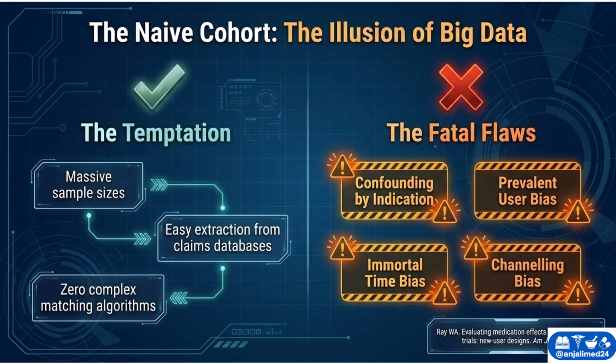The first major problem is confounding by indication. Sicker patients may preferentially receive one drug over another, making outcomes appear different even when the treatment itself is not responsible. Next is prevalent user bias. Including patients already taking the therapy ignores early adverse events and survivor effects, distorting the risk estimates. Then comes immortal time bias, a hidden period during which the patients must survive in order to be classified into a treatment group, artificially improving the outcomes. And finally, channeling bias, where clinicians prescribe newer or perceived safer therapies to specific patient subgroups. So, despite the impressive scale, a naive cohort study can produce highly misleading conclusions if these biases are ignored.